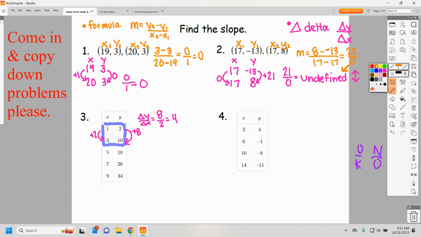Now, if I did this the formula way, guys, this is the last one I'm doing for you or with you, depending on how you want to think about it, so pay attention. So I'm going to write down the 2 points I choose.